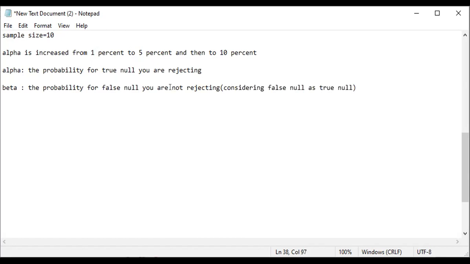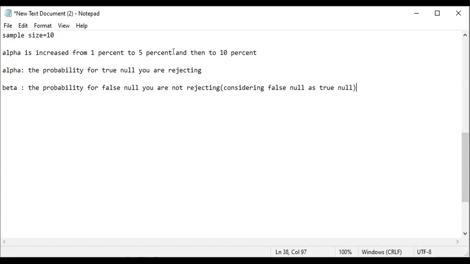So obviously, when the alpha gets shifted towards the left, when you increase the value from 1% to 5%, look at the distribution drawn for the null hypothesis, and there is a distribution for the alternative hypothesis. You just look, the beta error just gets reduced, okay?